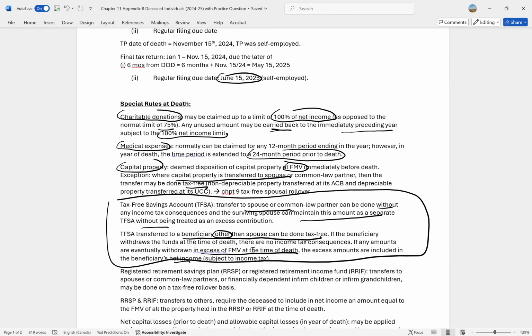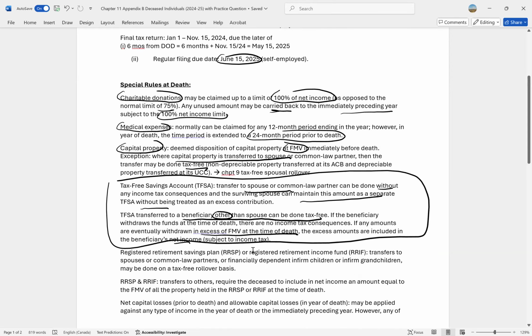Let's say the value of the tax-free savings account is $100,000. The beneficiary can withdraw $100,000 without any tax consequences. But if the tax-free savings account grows after the date of death to, let's say, $120,000, and they take out $120,000, then the $20,000 will be taxed to the beneficiary. So that's something to be aware of.